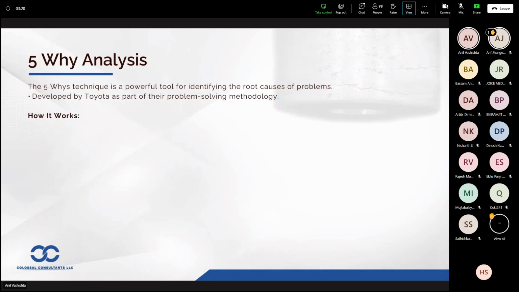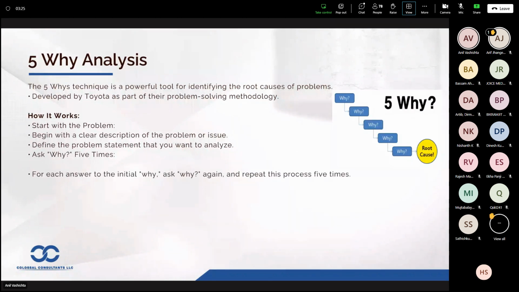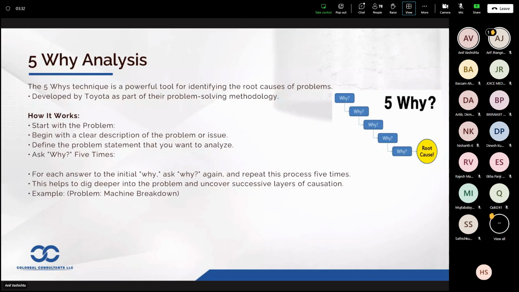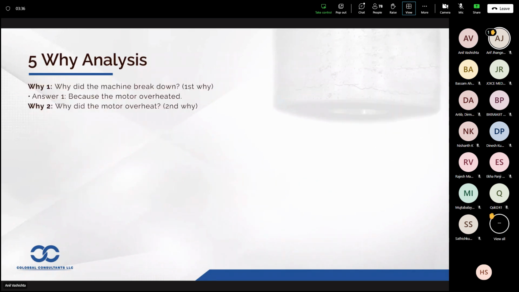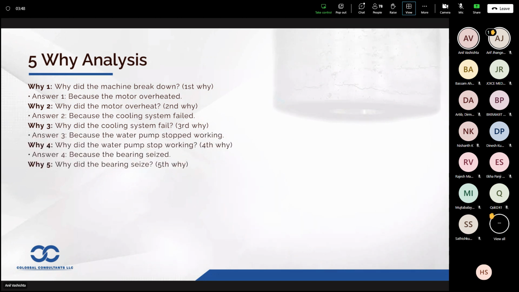The last one is the 5 why analysis, in which we ask 5 questions related to the failure. Ask 5 times why, and we arrive at the cause of failure. This is an example. Why did the machine break down? Because the motor was overheated. Why was the motor overheated? Because the cooling system failed, and so on. And finally, we arrive at why the bearing seized, because it was not lubricated.